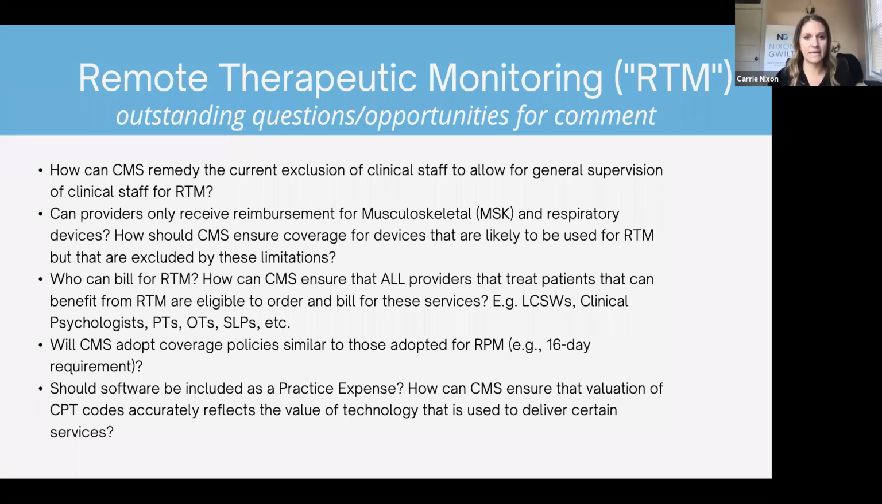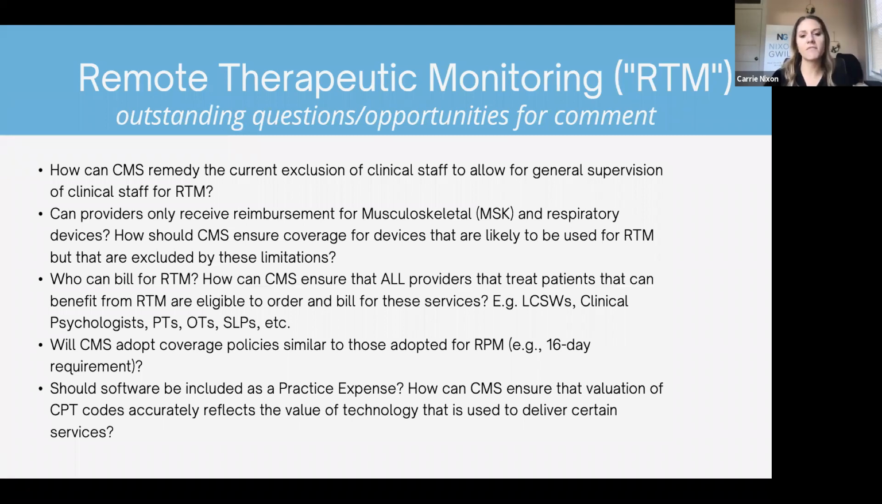Third, who can bill for RTM? As we said, CMS notes very clearly in the proposed rule that their intention is for physical therapists, occupational therapists, and other types of providers to be able to bill for RTM. But right now, the construction of the codes is not super clear on that. So how do we make sure that CMS finalizes the rule in a way that keeps that very broad allowance for these other types of providers, who have thus far missed out on RPM, to actually be able to provide and bill for RTM, because this is going to be really valuable for their patients as well.